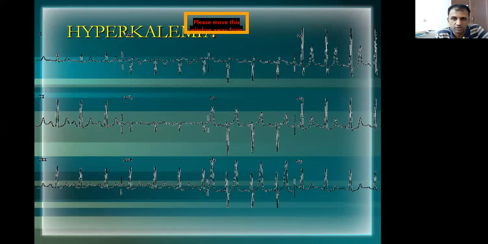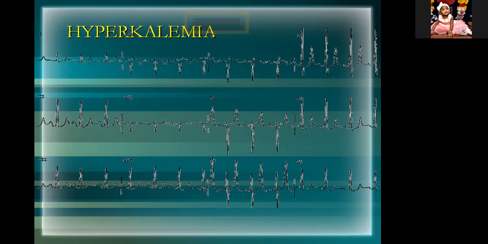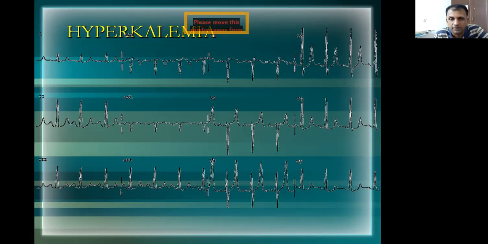Would anyone like to say what the normal range of potassium is? 3 to 5 milliequivalents per liter, sir. 3.5, yeah. 3 is still on the lower limit. Anything more than 3.5. But the normal level is roughly anything above 4 is fine, but it should be less than 5.